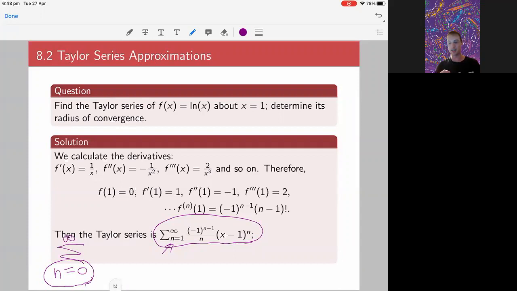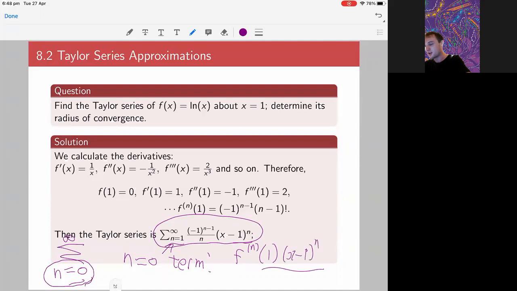So I guess I'll just give you the answer. The reason I'm allowed to start my sum at n equals 1 instead of at n equals 0 as usual is because of the n equals 0 term, the very first thing I'm adding up. Remember, the things I'm adding up are the nth derivative evaluated at 1 times x minus 1 to the n, divided by n factorial. But when n equals 0, what happens here? Well, all these n's become 0.